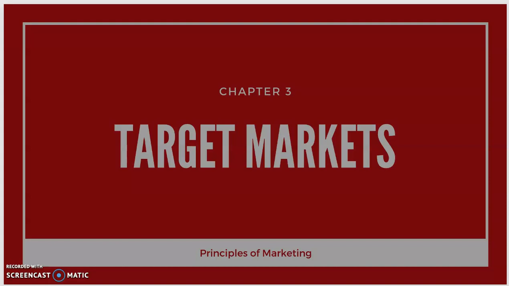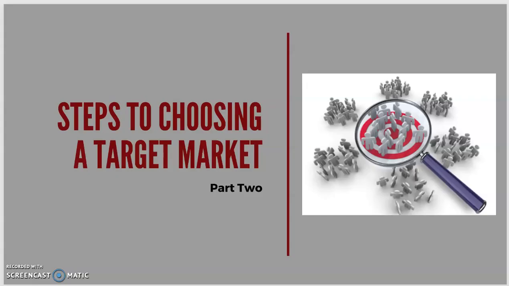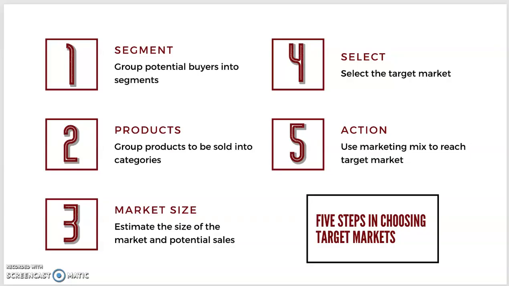Hello again, everybody. It's Kroll, and we are on part 2 of the target markets, which is our chapter 3. And today's part 2 involves how you actually choose a target market. It's a 5-step process, and we'll take into consideration the information that we learned from yesterday to do it. So the first 5 steps, which we'll go into detail on each of those.